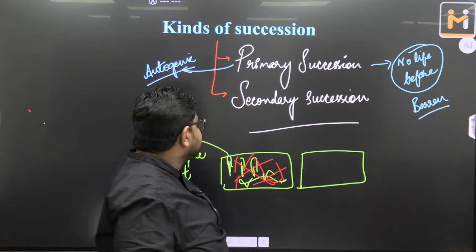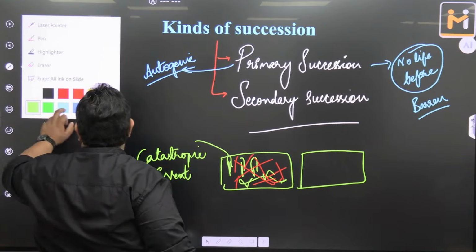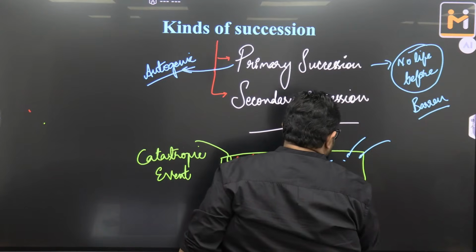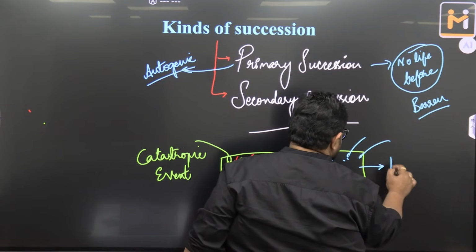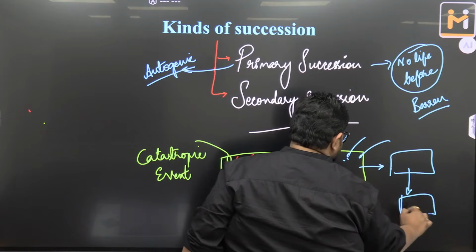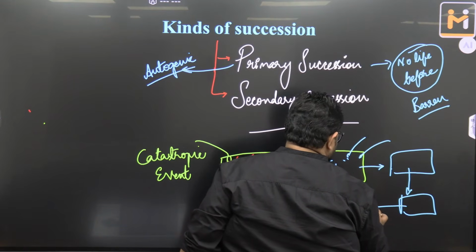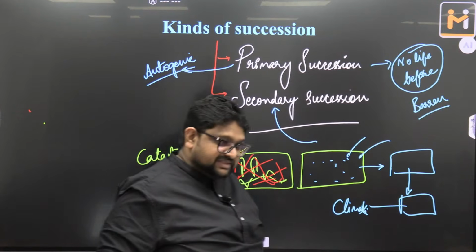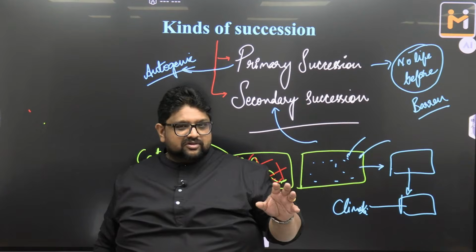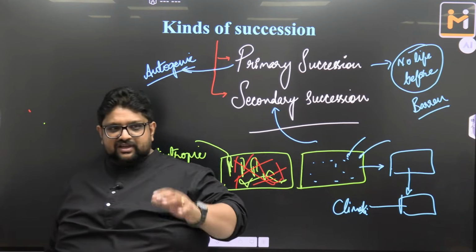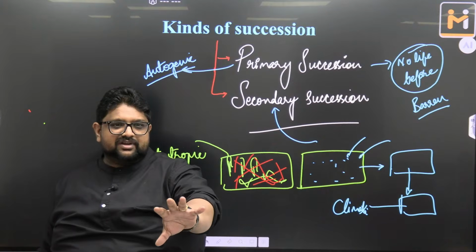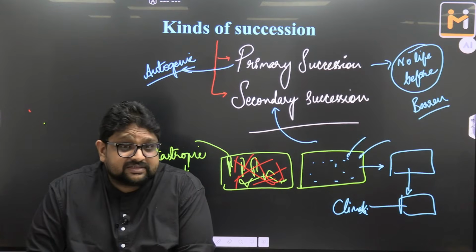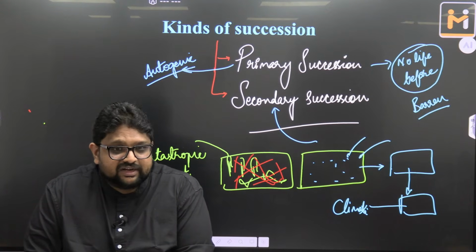Here again some organism will come and establish. They will start growing, improving, then another organism comes, and another, and finally they lead to the climax. This is called secondary succession. Secondary succession happens once the area is already vegetated. Then some catastrophic event happened, and the entire life was wiped out. Then again the succession started and it continued till climax.